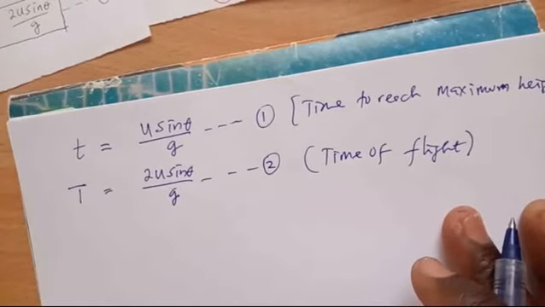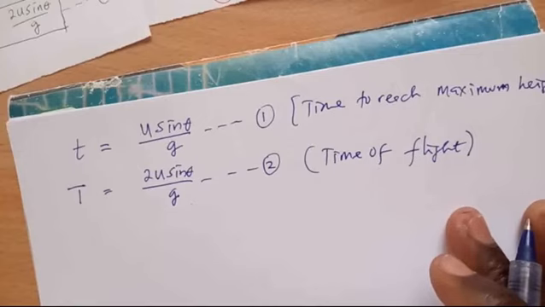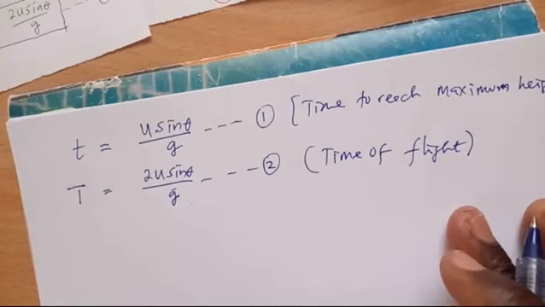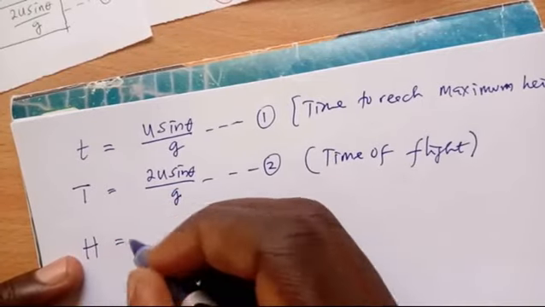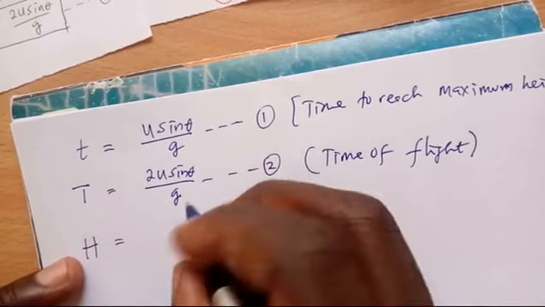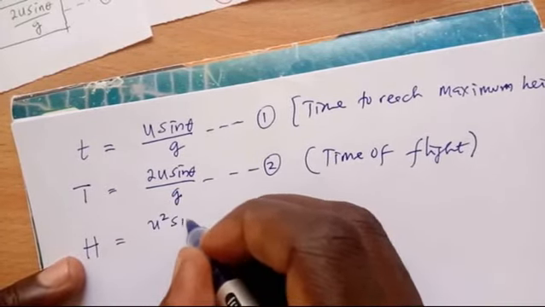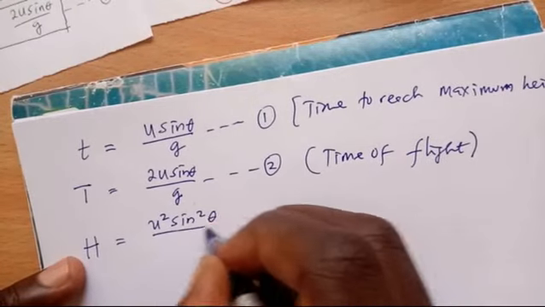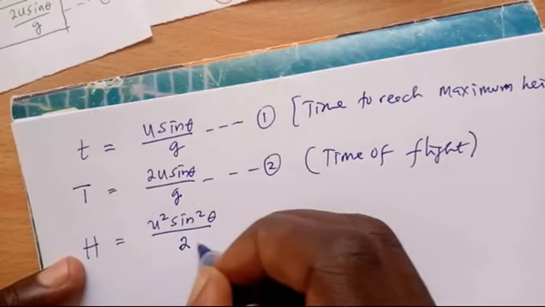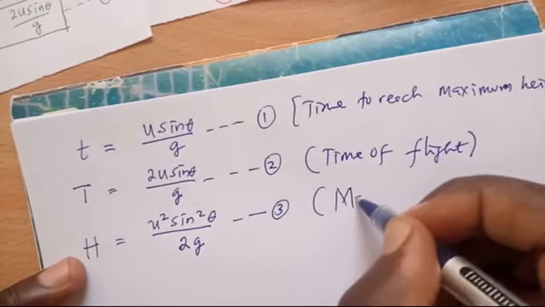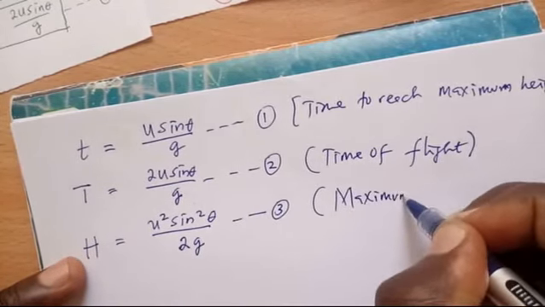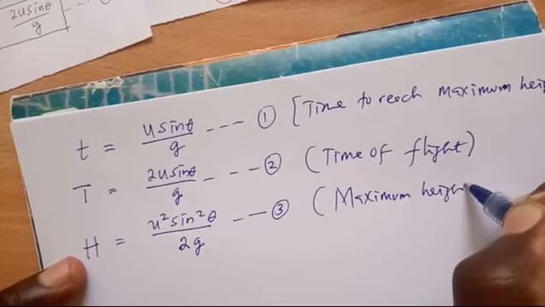Next, after these two times, we got the expression for the maximum height, and we got that this maximum height h is equal to u squared sine squared theta divided by 2g, and this is equation 3. This is for the maximum height.